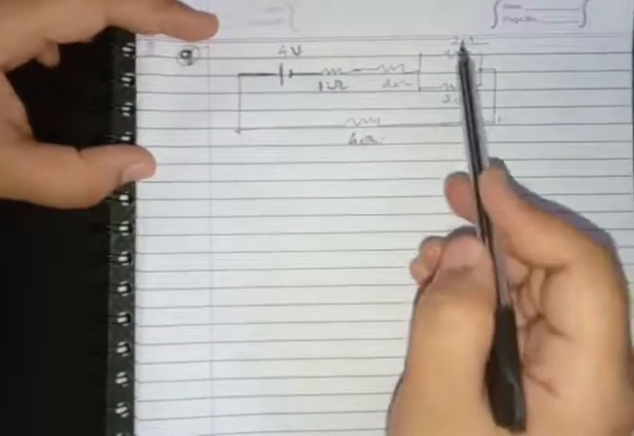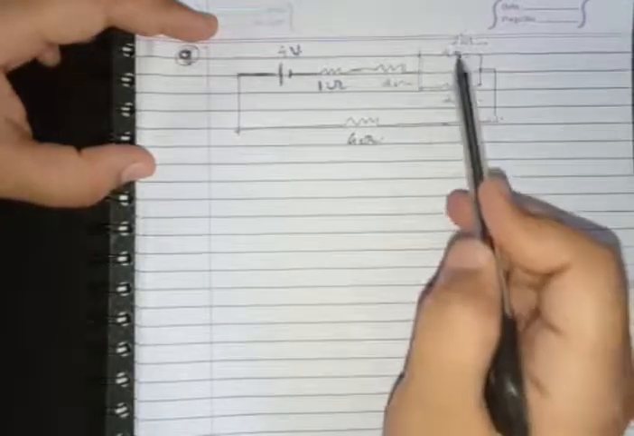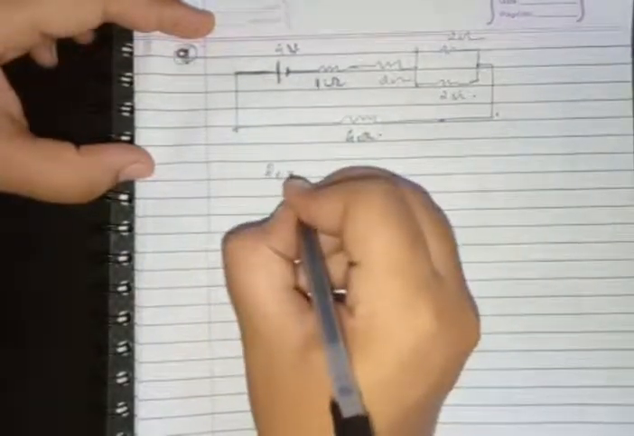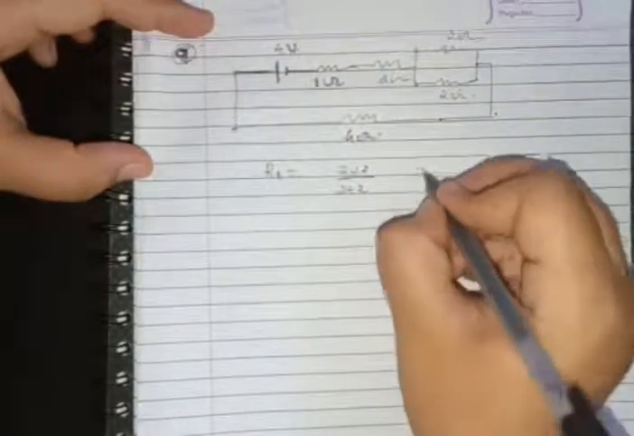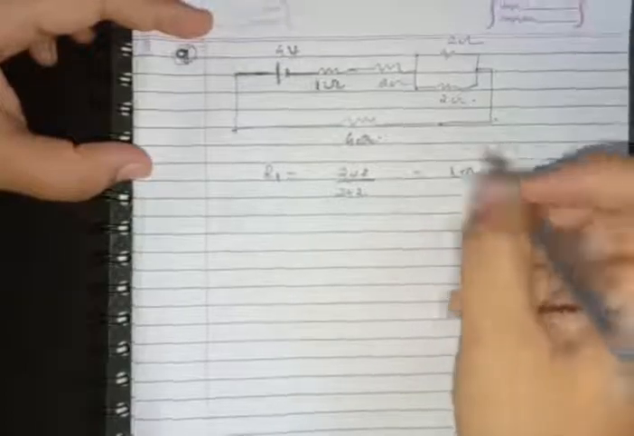First, we will start by solving these two. 2 ohm and 2 ohm are in parallel. For parallel, let's say their equivalent is R1. So we can write 2 into 2 divided by 2 plus 2. That will be 1 ohm.